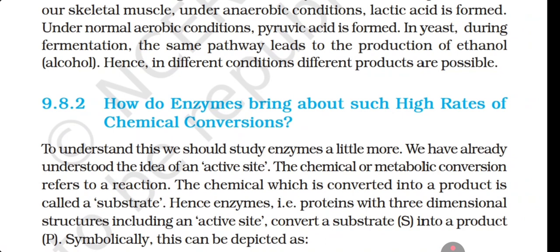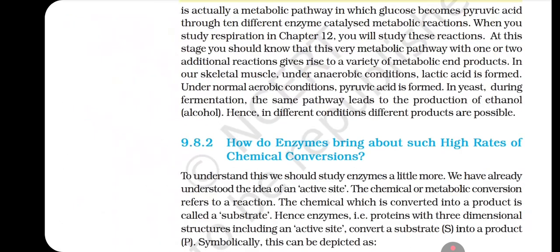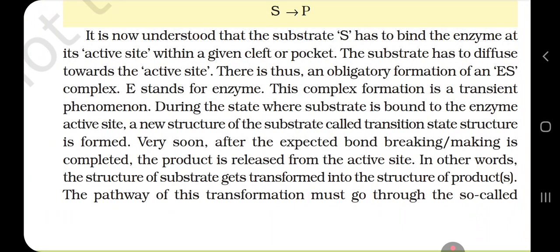9.8.2 How do enzymes bring about such high rates of chemical conversion? To understand this, we should study the enzyme a little more. We have already understood the idea of the active site. The chemical or metabolic conversion refers to the reaction. The chemical which is converted into the product is called a substrate. Hence, enzymes, that is proteins with a three-dimensional structure including an active site, convert a substrate S into the product P. Symbolically, this can be depicted as S → P.